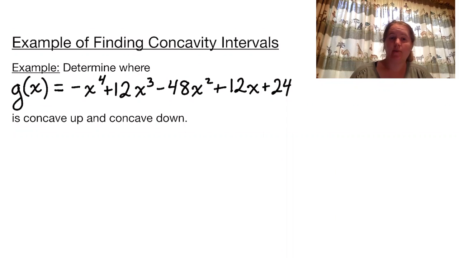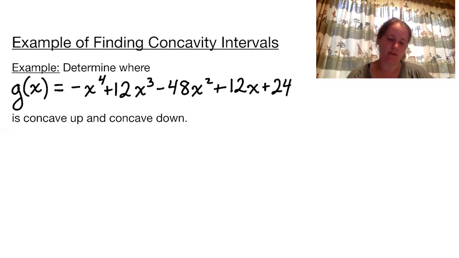And welcome to an example of finding concavity intervals. So in the previous video, we did one case of finding the intervals where we were concave up or concave down. Here we're going to do another example. So in this case, we are looking to determine where g of x equals negative x to the fourth plus 12x cubed minus 48x squared plus 12x plus 24 is concave up and concave down.